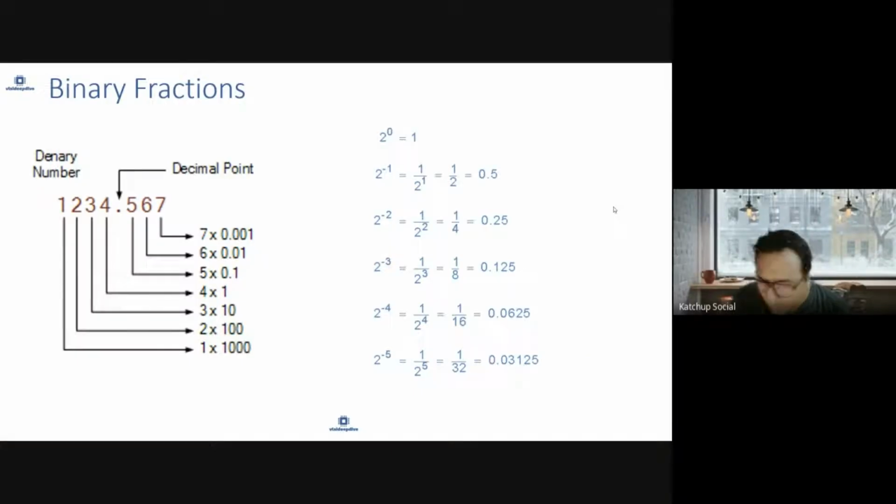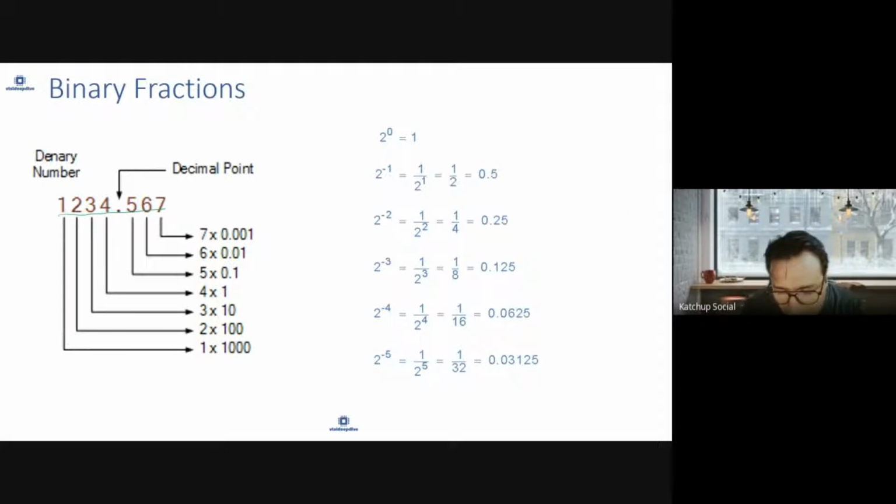Understand one of the important concepts, which is fractions. And we will start with the basic understanding of fractions in decimal, which we are all comfortable with. So when you have a fractional number, what does that mean?